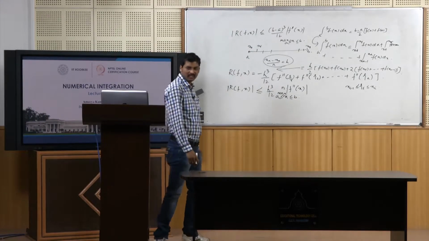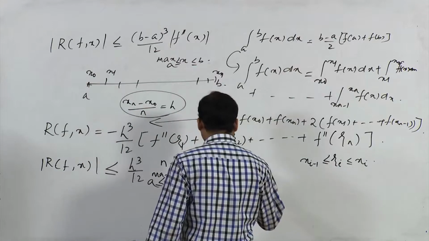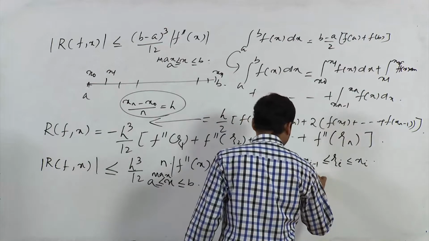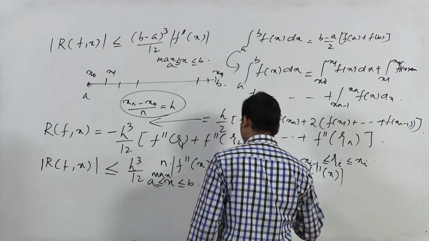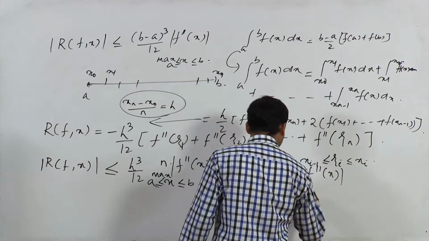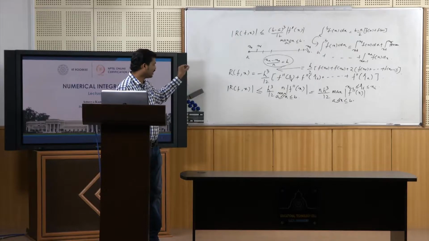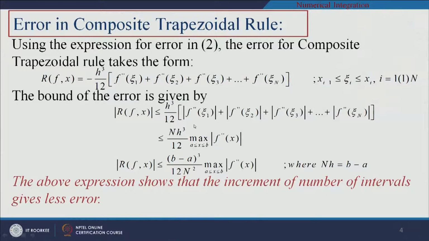And in a complete form, if you just write this formula, it can be written as nh³/12 times the maximum of f''(x), where x lies between a and b. Sometimes, if you replace nh equals b minus a, the formula becomes h² times (b minus a) by 12 times the maximum of f''(x). That is, nh equals b minus a, so this can also be written as (b minus a)³ by 12n² times the maximum of f''(x).